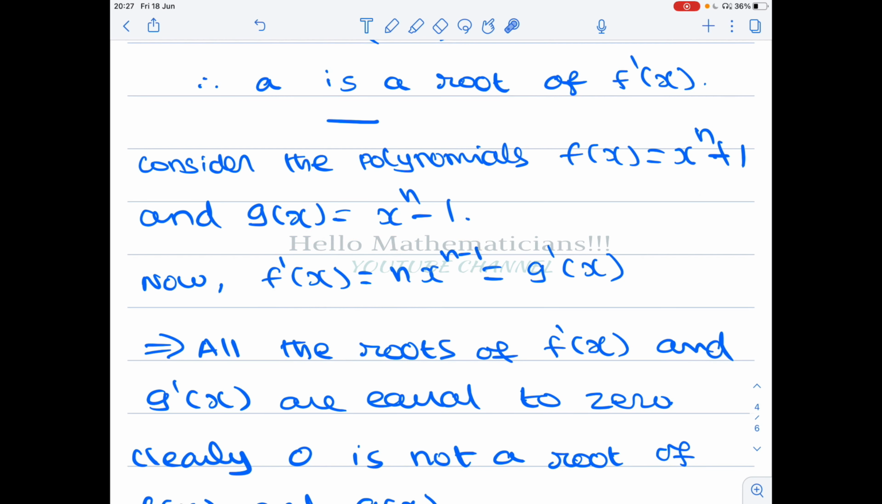have no common roots. Therefore, all the roots of f of x are distinct. Similarly, g of x and g prime of x have no common roots. Therefore, all the roots of g of x are distinct. Therefore, suppose a matrix satisfies this polynomial or this polynomial, then its minimal polynomial should divide this polynomial or this polynomial respectively.